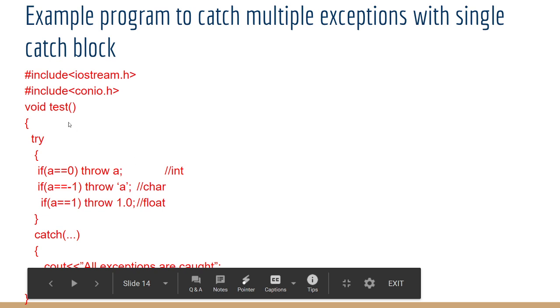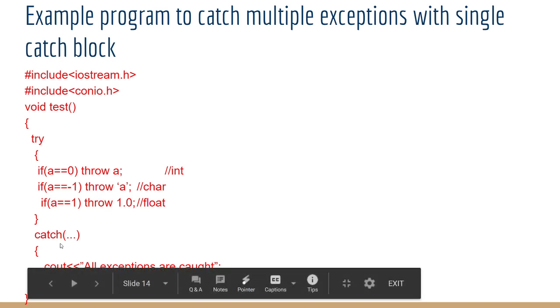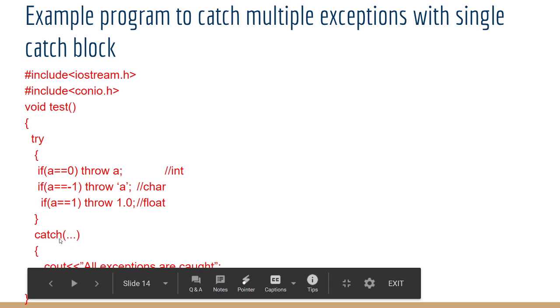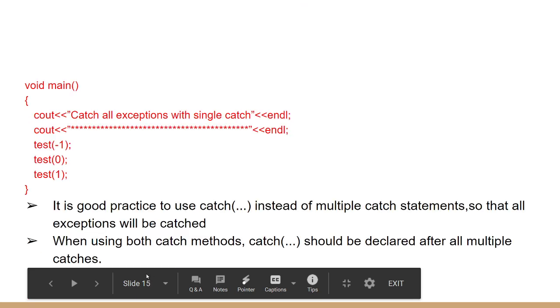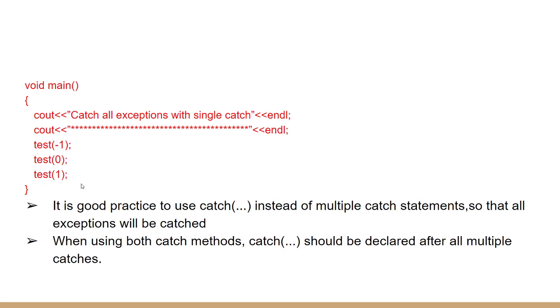So let's check the example program. The same program of multi-catch exceptions. Here I have given three types of exceptions in the single try block. In the last program we used three different catch blocks to receive those three types of exceptions. Here I am using a single catch block with an ellipsis to receive all types of exceptions. So I call test -1, test 0, test 1.